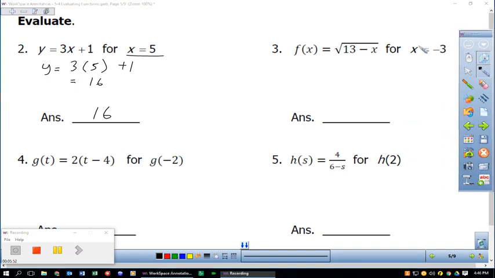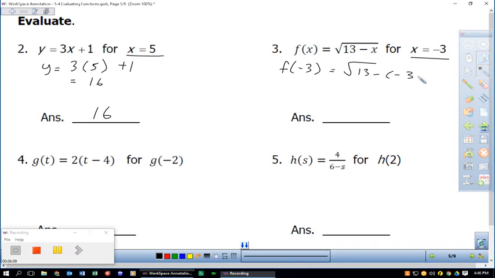Number 3, we're evaluating for x equals negative 3. So we have f of x equals, and to be totally accurate, I should probably write this. The x is negative 3, so f of negative 3 equals the square root of 13 minus negative 3. Notice the two subtraction signs. We have minus and a negative. So this is 16. We could just type this in the calculator, but that is 16. The square root of 16 is 4.